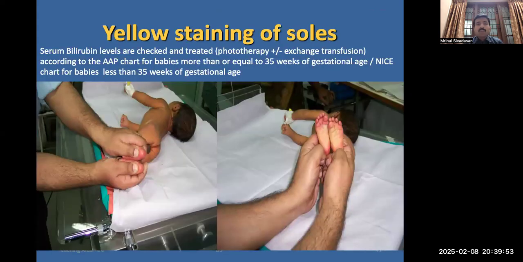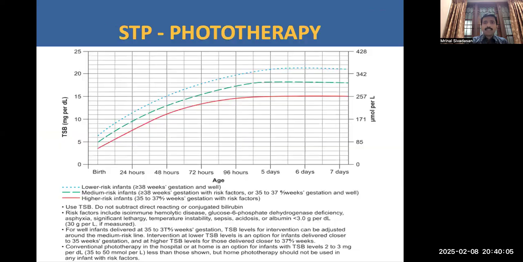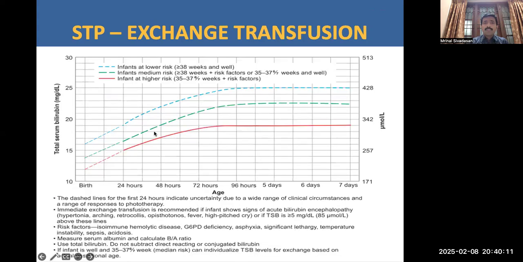And this picture shows yellow palms and soles staining, and the serum bilirubin levels are checked and treated as per the phototherapy charts. And you have the American Academy of Pediatrics chart and NICE chart. This is the old American Academy of Pediatrics chart for phototherapy, and this is the chart for exchange transfusion.